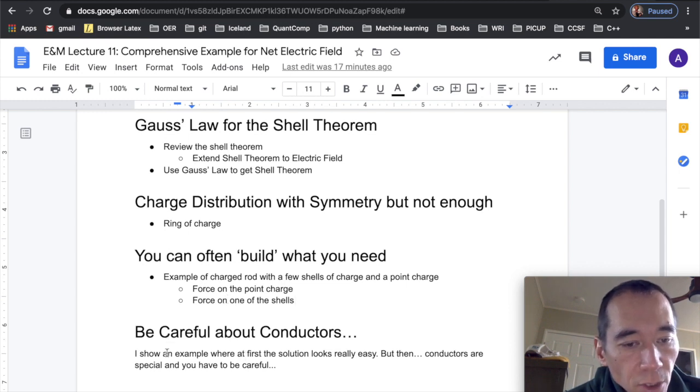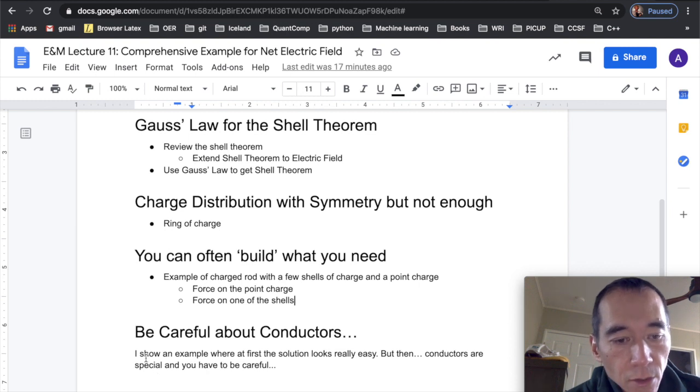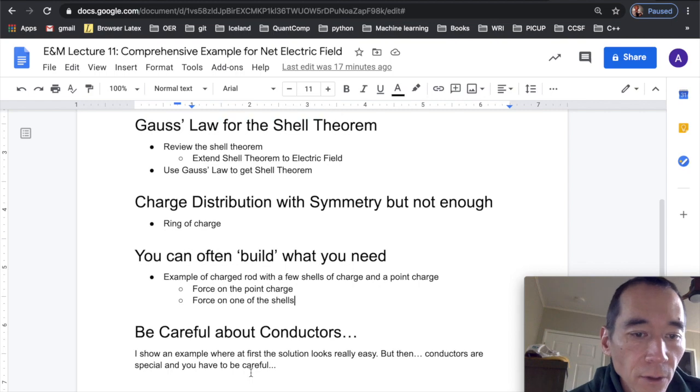Then I'm also going to show you that you still need to be careful when a material is described as a conductor. I'll show you an example where at first the solution looks really easy, but then conductors do something with their charge, and so we have to be careful.